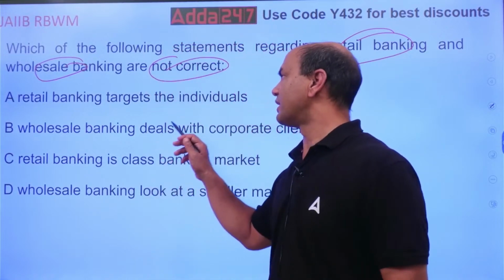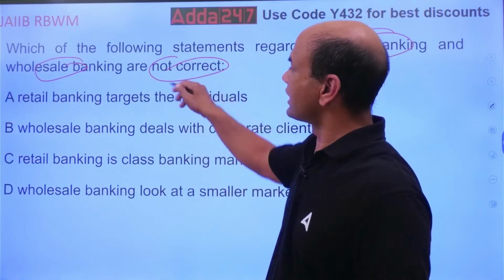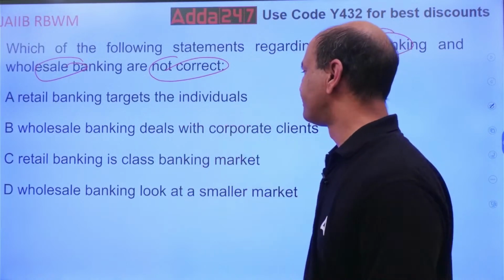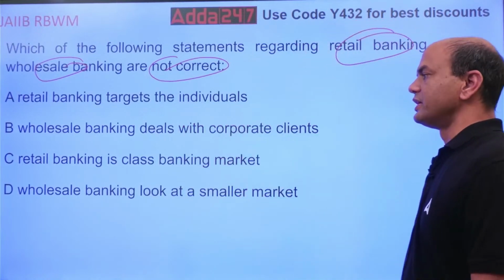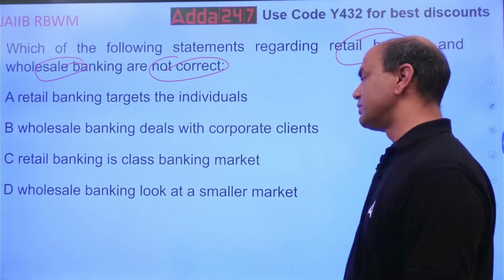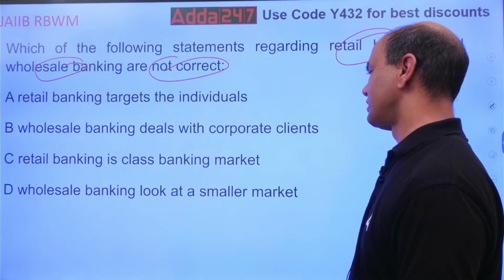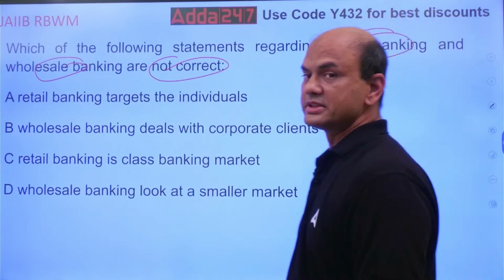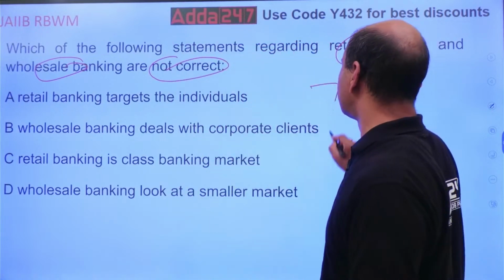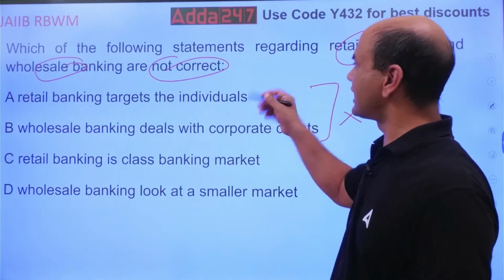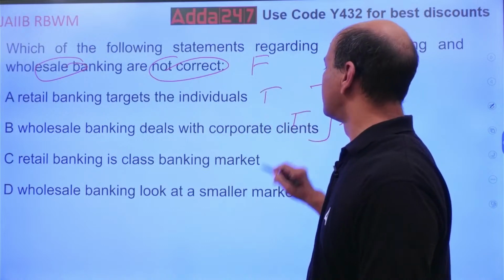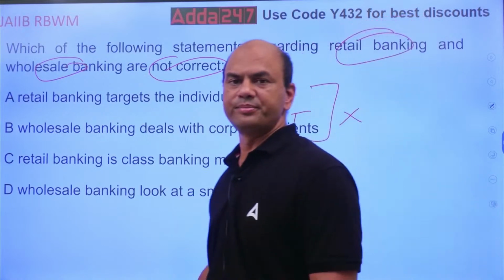A: Retail banking targets the individuals. B: Wholesale banking deals with corporate clients. C: Retail banking is a class banking market. D: Wholesale banking looks at a smaller market. Now you want the not correct one. Oh, this is really confusing. See this. The first two are out, these are correct actually. This is true, this is true. Now the real fight is between C and D.